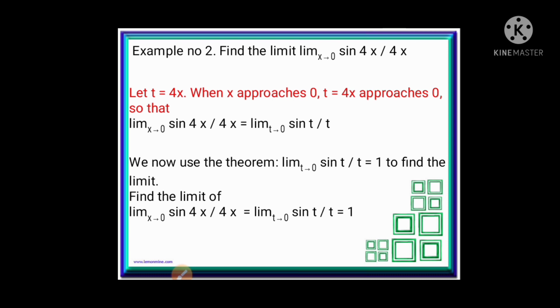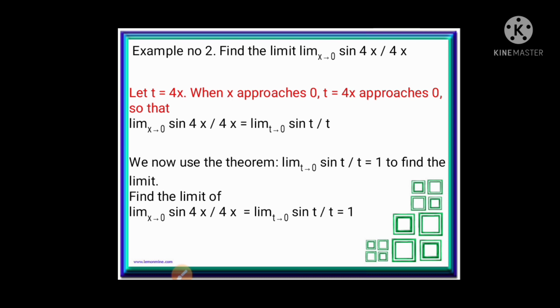Example number 2. Find the limit of sine 4x over 4x as x approaches 0. So let t be equal to 4x. When x approaches 0, t equal to 4x approaches 0. So the limit of sine 4x over 4x as x approaches 0 is equal to the limit of sine t over t as t approaches 0.